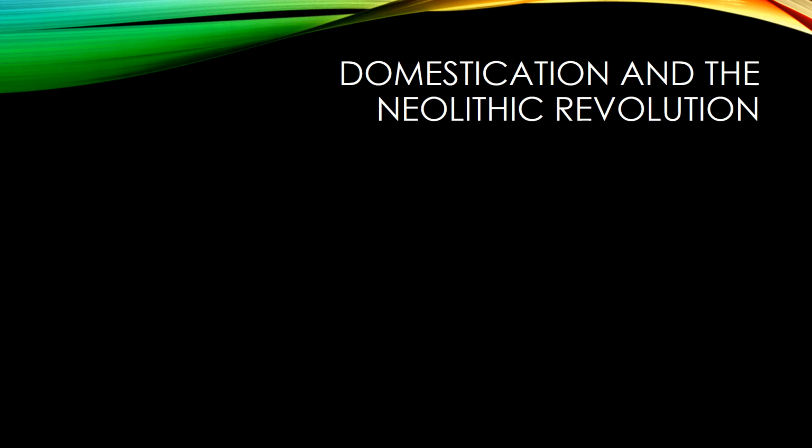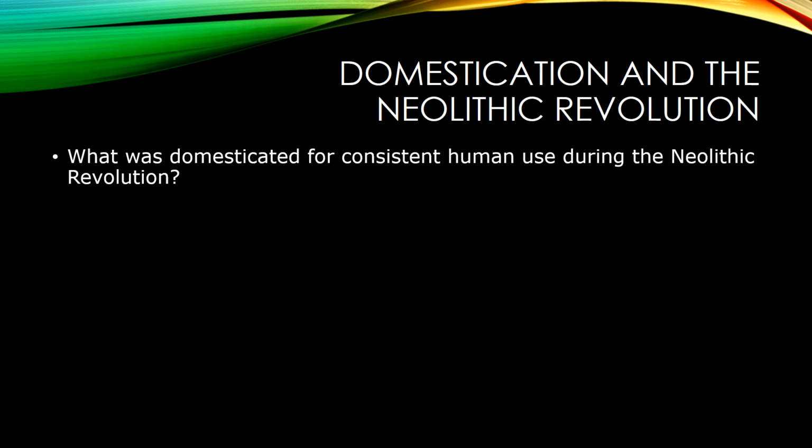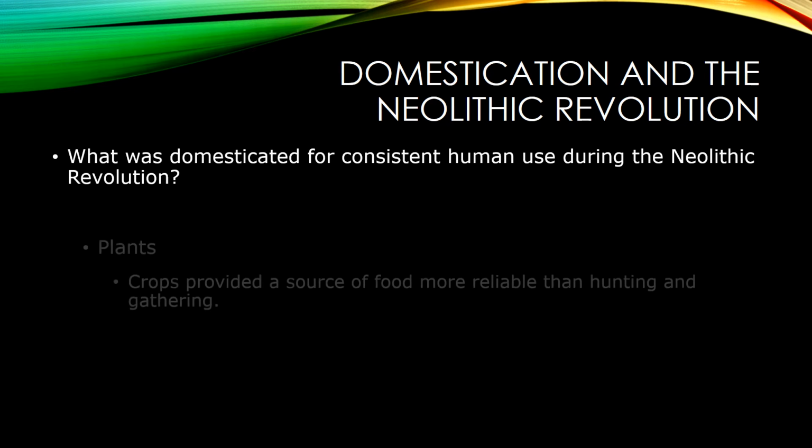Domestication and the Neolithic Revolution. So the first thing we want to look at is what was domesticated for consistent human use during the Neolithic Revolution. Now, again, we go back to this word domesticated or domestication, meaning of the home, something that they could use that they tamed from the wild beast or to agriculture. What was domesticated for consistent human use during the Neolithic Revolution?